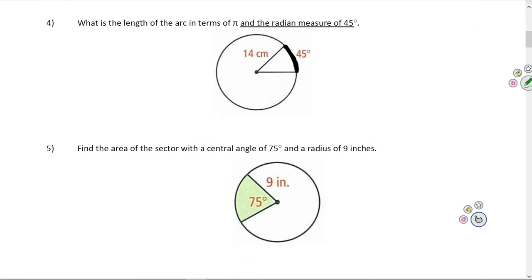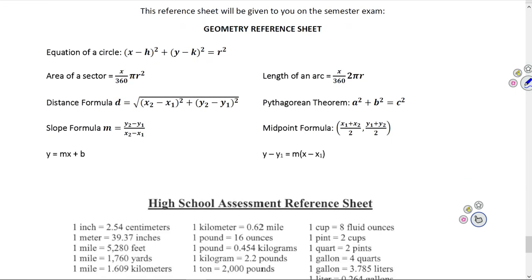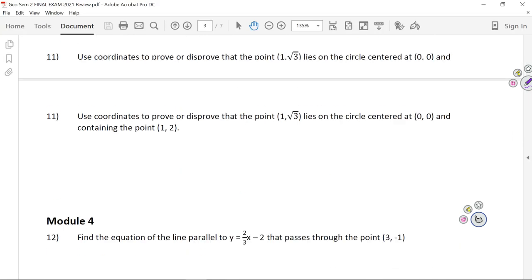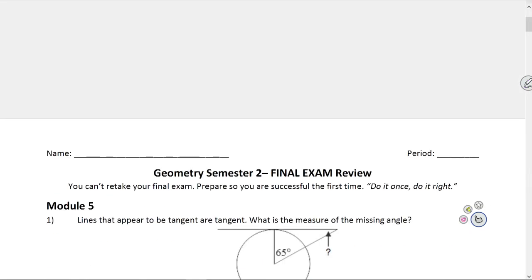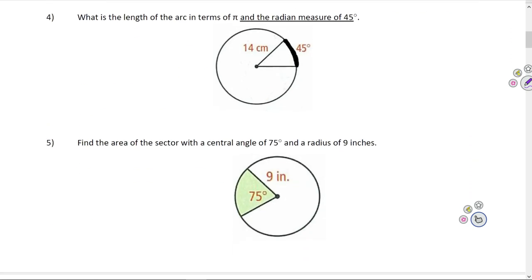Let's first find the length of the arc. Now, I'm going to give you this formula on the test. Let me go to the very end of this review, and this reference sheet will be given to you on the semester exam. One of those is the length of an arc. That's given to you on the exam, so if you look for it, it's going to be there. And that equation was x over 360 times 2 pi r.